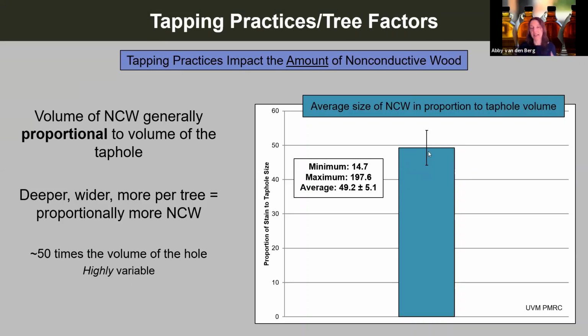However, it's highly variable. In that study, the average was 50, but the minimum was 14 times the size of the hole, and the maximum was 200 times the size of the hole. So really a big range.